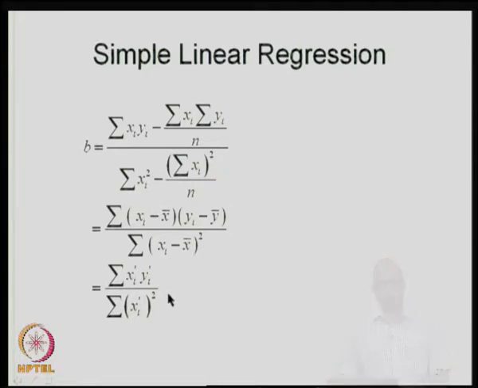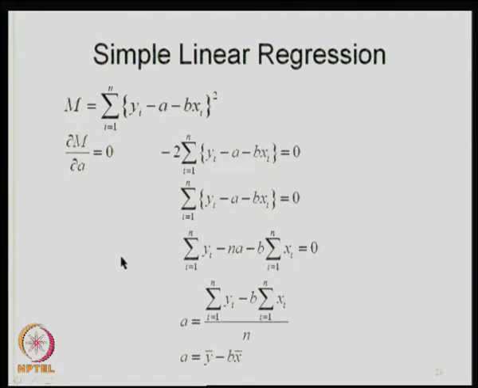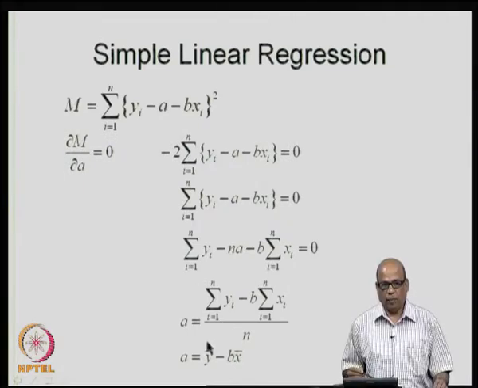What is x I dash? X I dash is simply x I minus x bar, that is the deviation of x I from its mean. Y I dash is the deviation of y I from its mean, and then x I dash square. So, you can get b. Once you get b, you can get a from this expression: y bar minus b x bar.